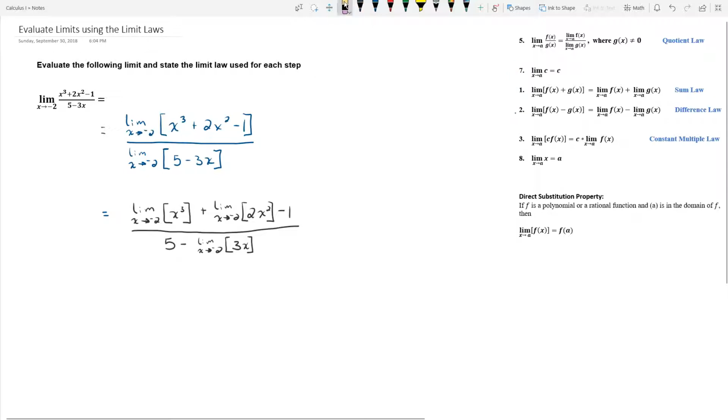And the last 2 laws that we're going to use are going to be the constant multiple law. And you can see that we have a constant here being multiplied by the function x squared. We also have a constant, a 3, being multiplied by x. Further, we can see that we have just a variable x to the third, and we are going to use law number 8 in order for us to evaluate that. So let's go ahead and set that up.